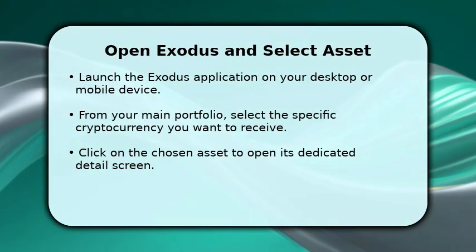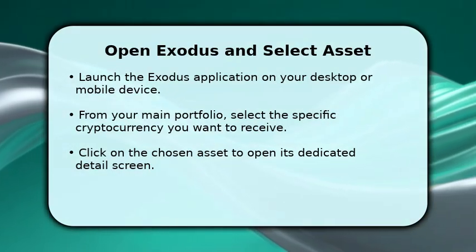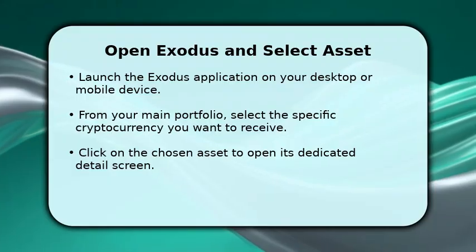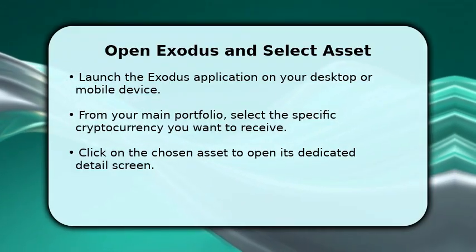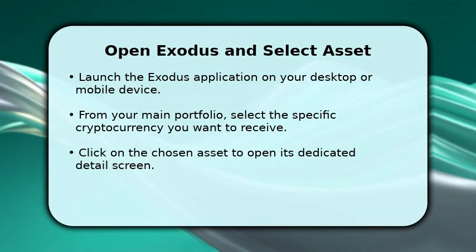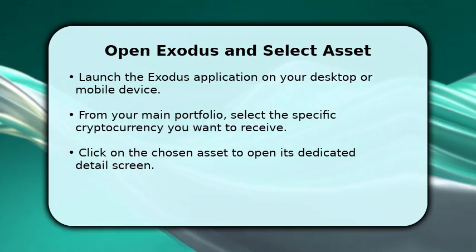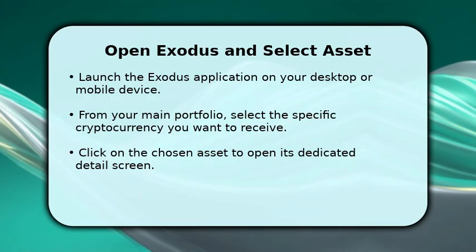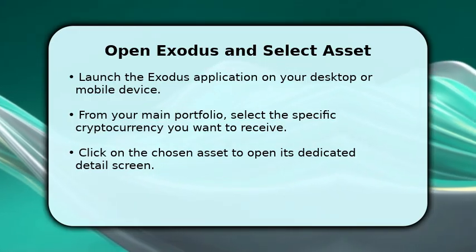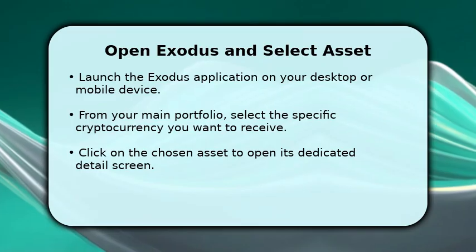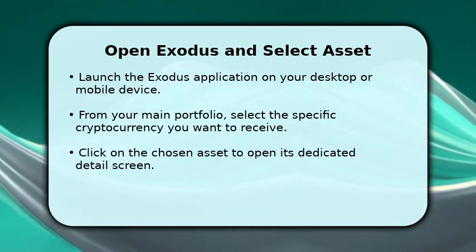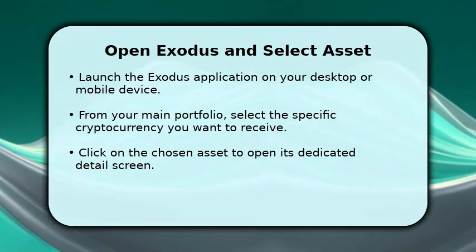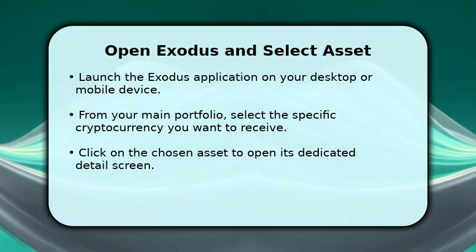To begin, simply open your Exodus wallet application. Once it's loaded, you'll see your portfolio displaying all your different cryptocurrency assets. Now, choose the specific cryptocurrency you intend to receive. For example, if you're expecting Bitcoin, click on Bitcoin. This action will take you to a dedicated screen for that asset, showing its current balance and transaction history.